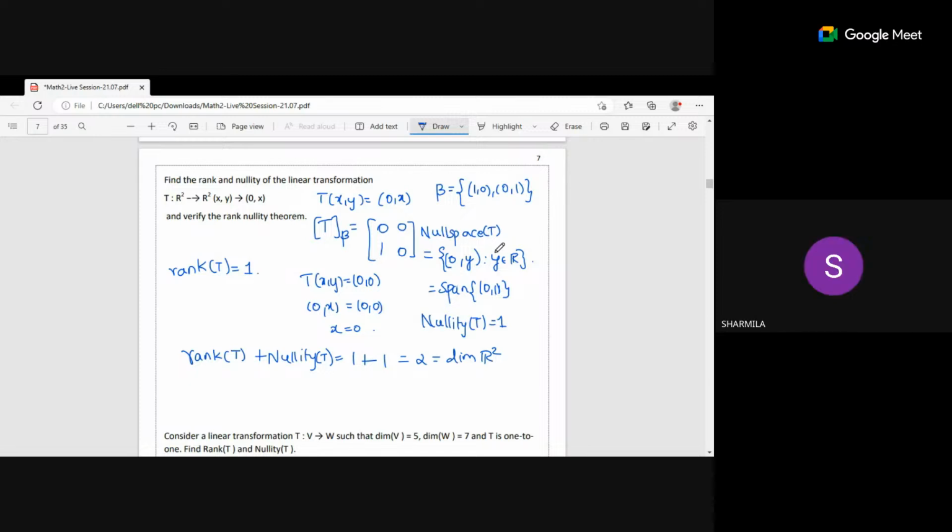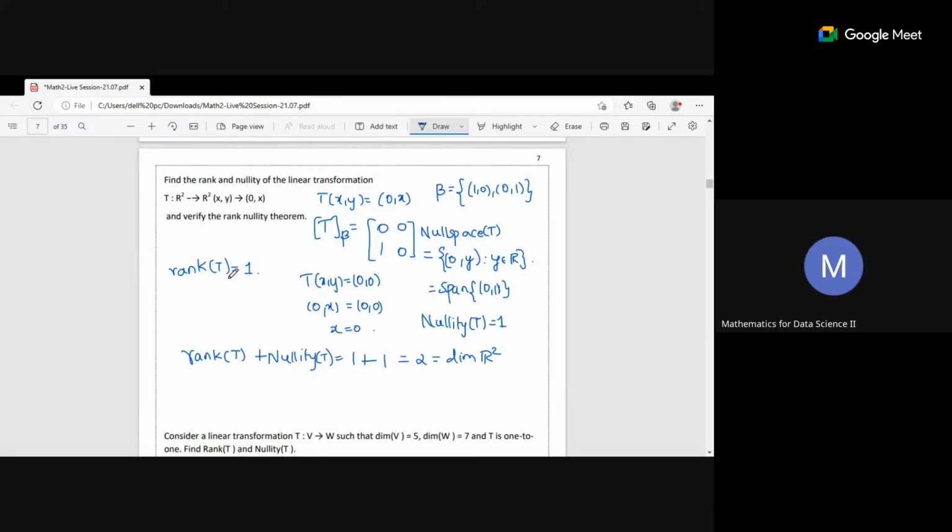Ma'am, can't we decide it directly looking into the matrix? Like the matrix is 0 1 0 0. From the matrix, we have found what the rank is. With that also we can find that the nullity is 1, right? So you are using again your rank nullity theorem. I don't want to use rank nullity theorem to say nullity because I'm going to verify rank nullity theorem. So without using this, I want to say nullity is 1.